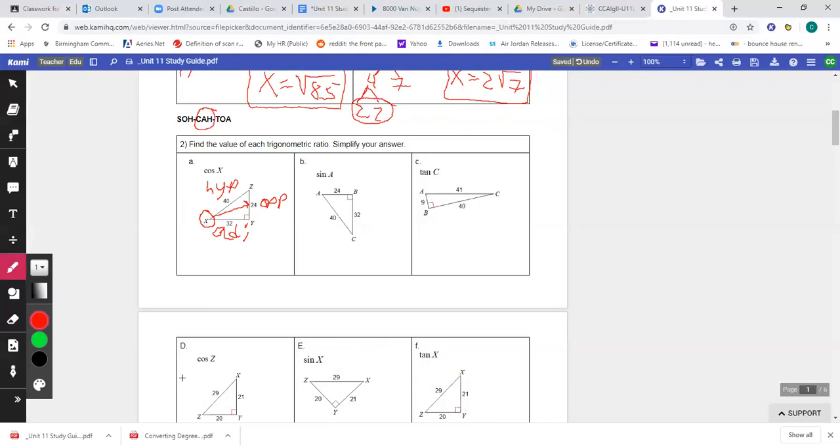So now all I do is 32 over 40, and then I simplify it. Try to find the biggest number that can go into 32 and 40. That's 8. I could divide by 8, so this would be 4, and this would be 5.